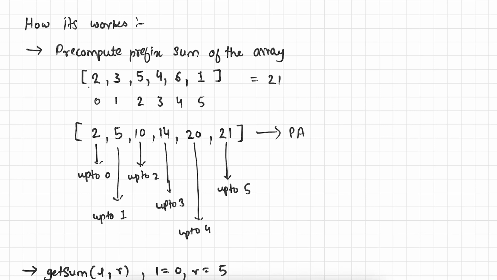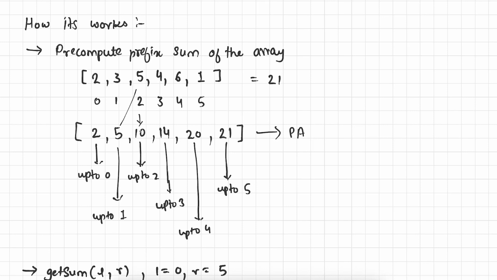Prefix array. Then we move on to the next index, that is index 2. Now what will be the sum up to this index? It's going to be 2 plus 3 plus 5, that is 10. And how are we going to compute it? Simply add this number with the previous prefix number. So 5 plus 5 is equal to 10. So this is the prefix sum up to this index, correct?